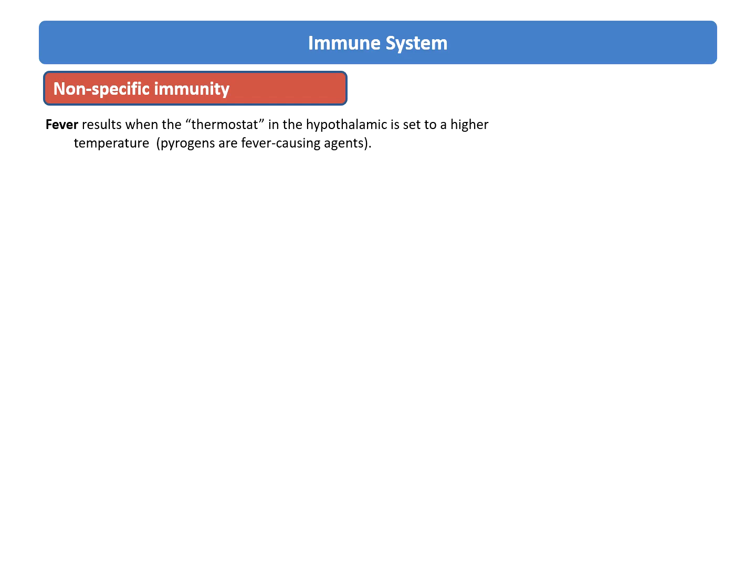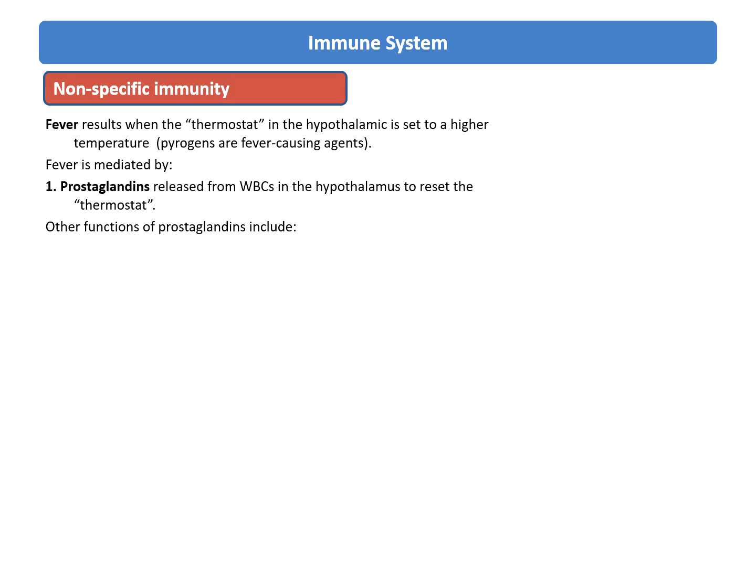Fever results when the thermostat in the hypothalamus is set to a higher temperature. Pyrogens are fever-causing agents. Fever is mediated by prostaglandins. These are released from white blood cells in the hypothalamus to reset the thermostat. Other functions of prostaglandins include mediating pain. Synthesis of prostaglandins is inhibited by aspirin, and so aspirin functions to reduce fever as well as to alleviate pain.